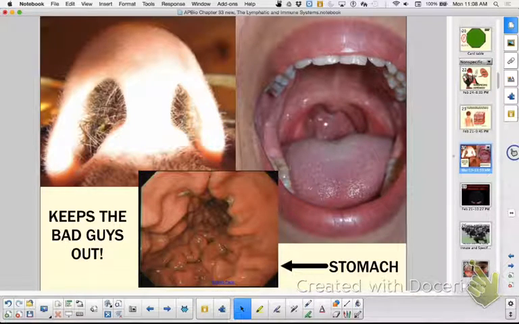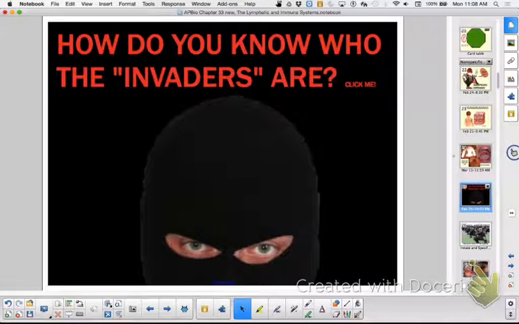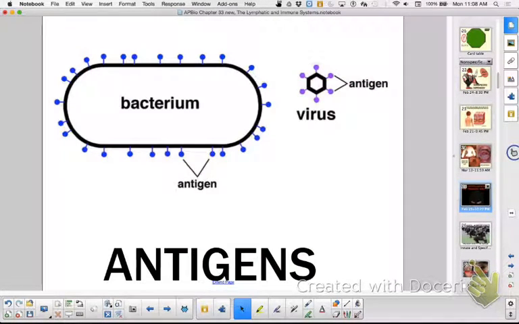Now, if they do get in, if they cross into our bodies, how do you know who the invaders are? What did we see before when we looked at the evolution of the immunological response? We have receptors for PAMs. And anything that triggers a response is called an antigen. So these are surface markers. It could be on a bacteria, it could be on a virus. It's on all your cells as well.